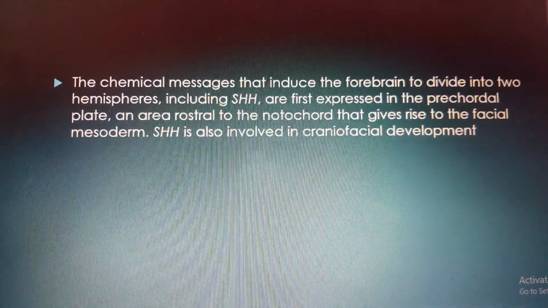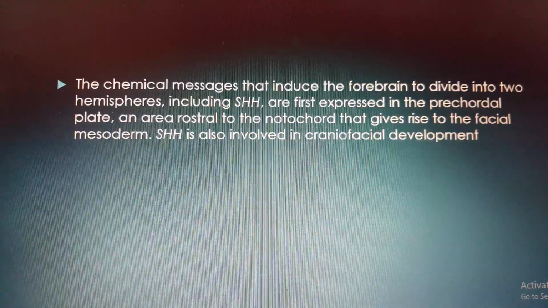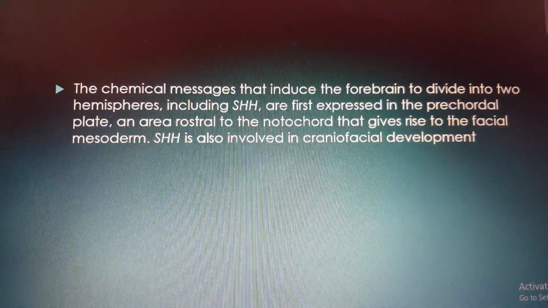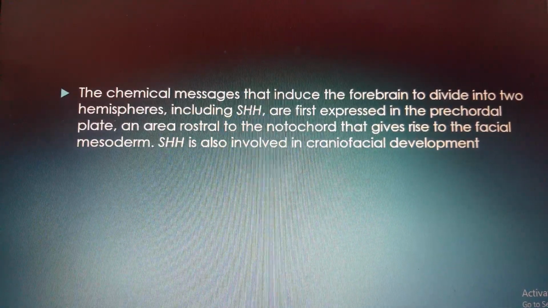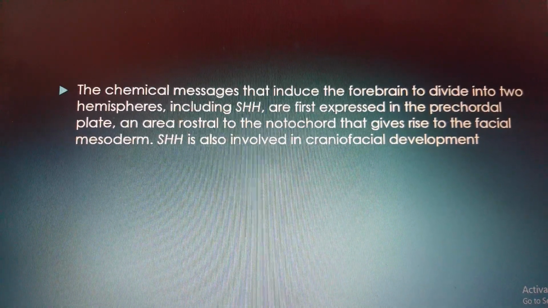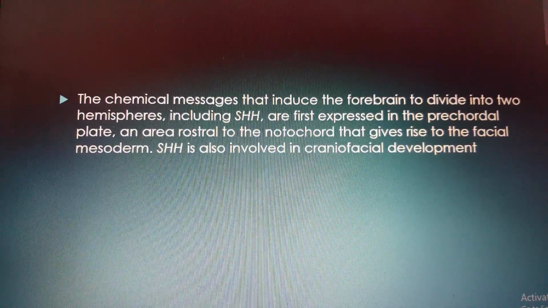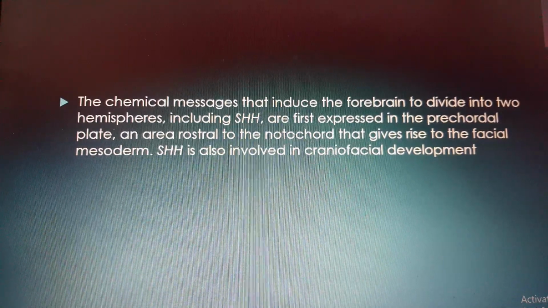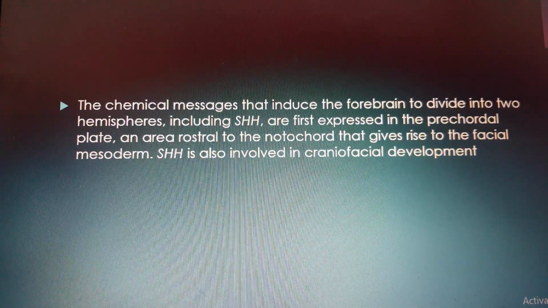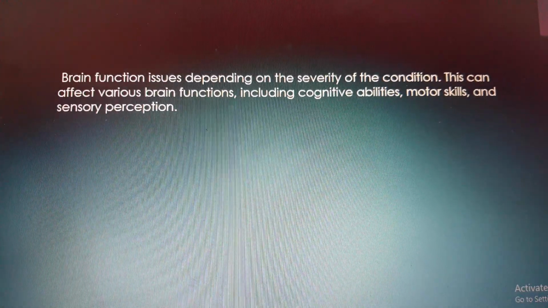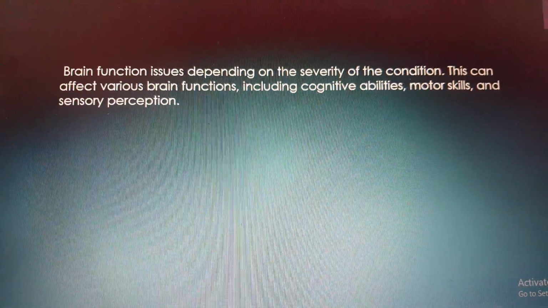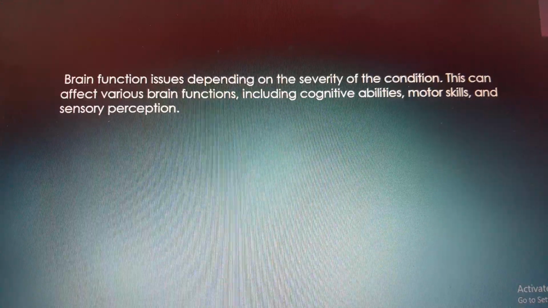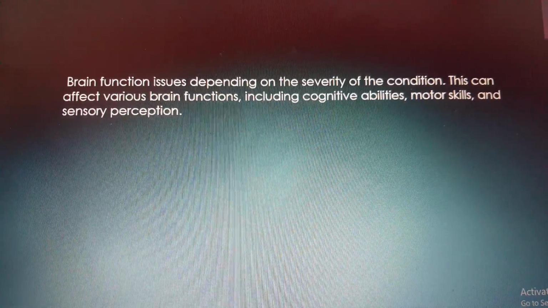The chemical messages that induce the forebrain to divide into two hemispheres, including hedgehog, are first expressed in the precordal plate, an area rostral to the notochord that gives rise to the facial mesoderm. Hedgehog is also involved in craniofacial development. Brain function issues depend on the severity of the condition. This can affect various brain functions, including cognitive abilities, motor skills, and sensory perception.